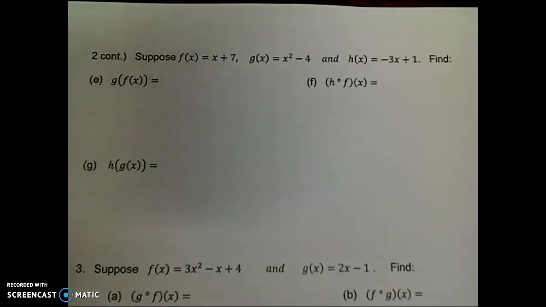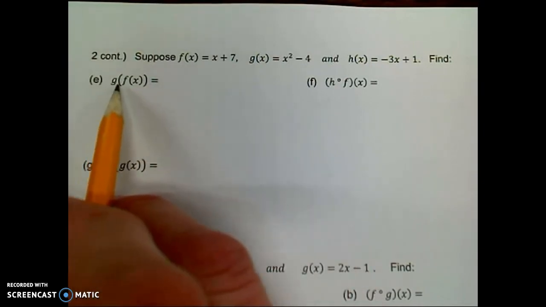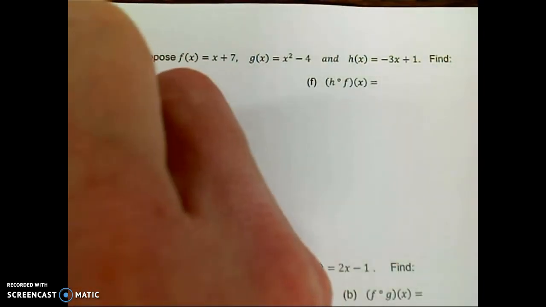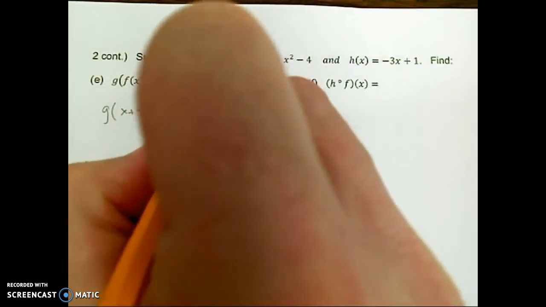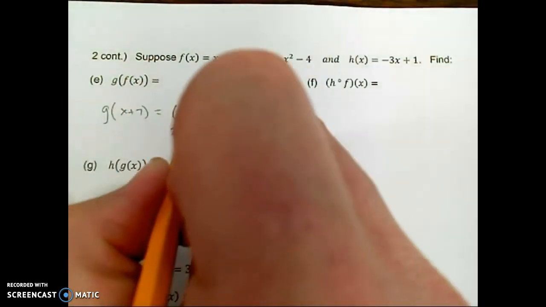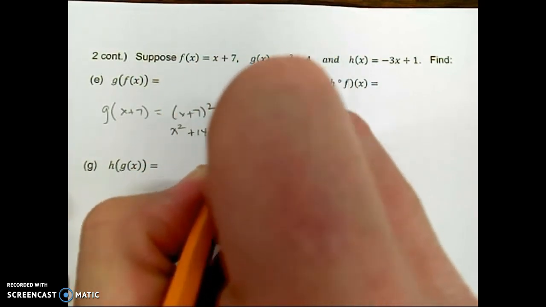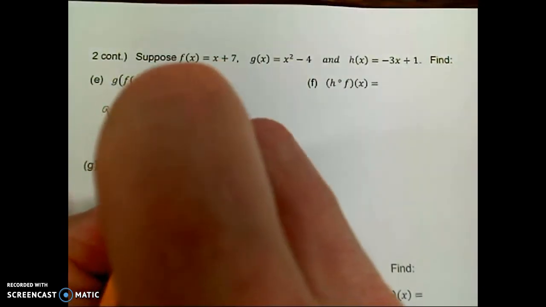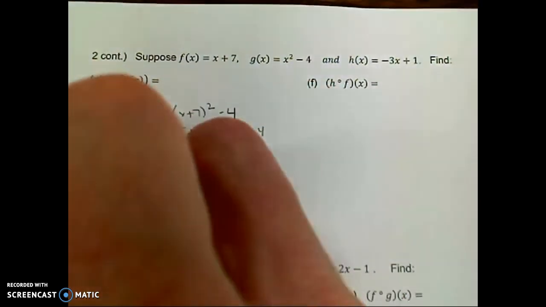Moving on. Can we compose functions without an input value? Just putting the two functions together. And it turns out that yes. So f of x is x plus 7. We would substitute that in place of g. So g of x plus 7 squared minus 4. So this is x squared plus 14x plus 49 minus 4, x squared plus 14x plus 45.